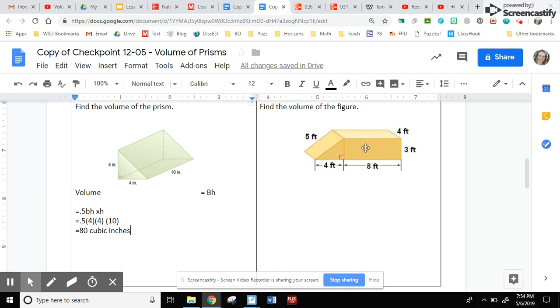Next one, we are in quadrant 4. Find the volume of this figure, which looks like the top of an AT-AT from Star Wars. But anyway, we need the volume of this composite figure. It's 2 figures. So we need to find the volume of my rectangular prism and the one of the triangular prism. So hit pause, try to figure it out on your own, and then I'll go over the answer.